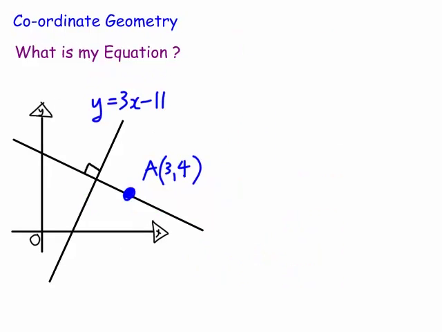The next case is a bit about perpendicular lines. So we've got a line y equals 3x minus 11 already. We've got a point A somewhere, (3, 4). We want the equation of the line through that point A, but it has to be perpendicular to that other line, y equals 3x minus 11. So the first thing we need to look at is what are perpendicular lines? What is the relationship between the gradients?